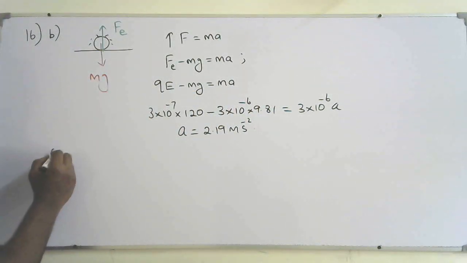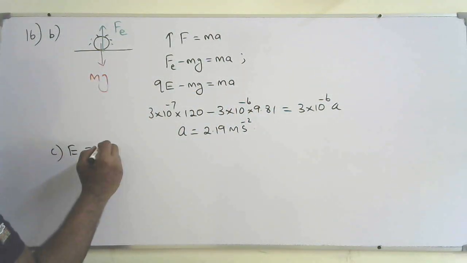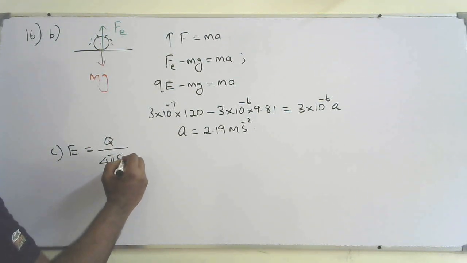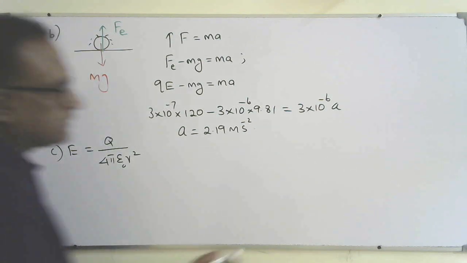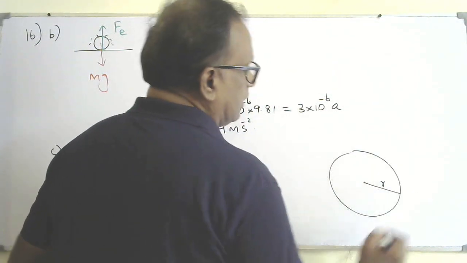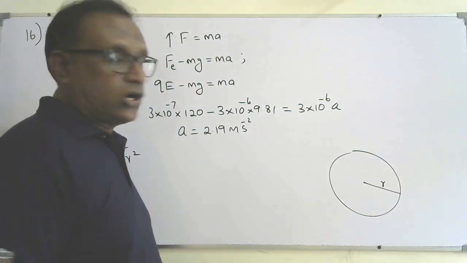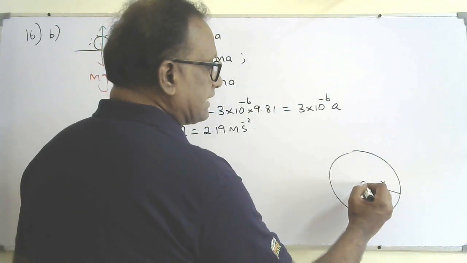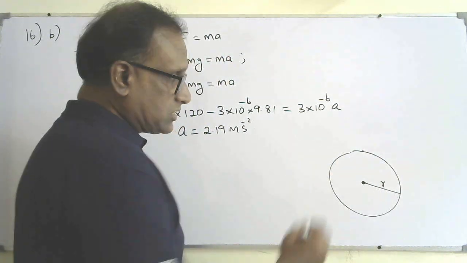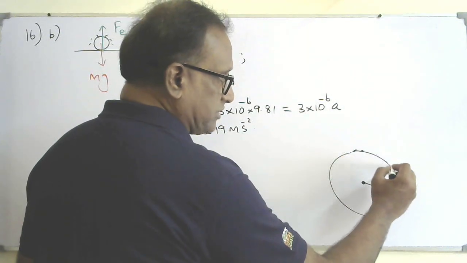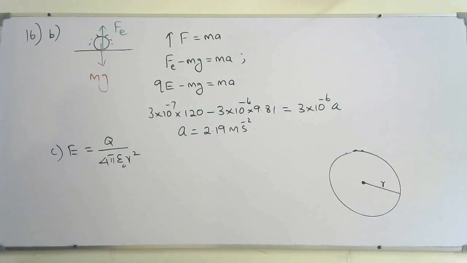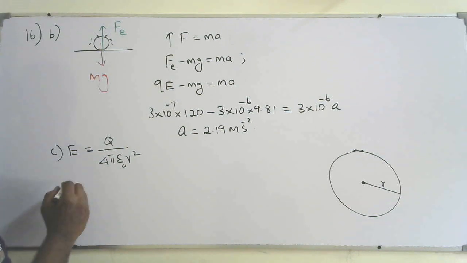So we can say E equals Q over 4 pi epsilon naught r squared. If I consider the earth, the radius of the earth is r. I can assume the whole charge on the surface of the earth is concentrated at the center. So the electric field strength on the surface of the earth is given by E equals Q over 4 pi epsilon naught r squared. So electric field strength, we know.